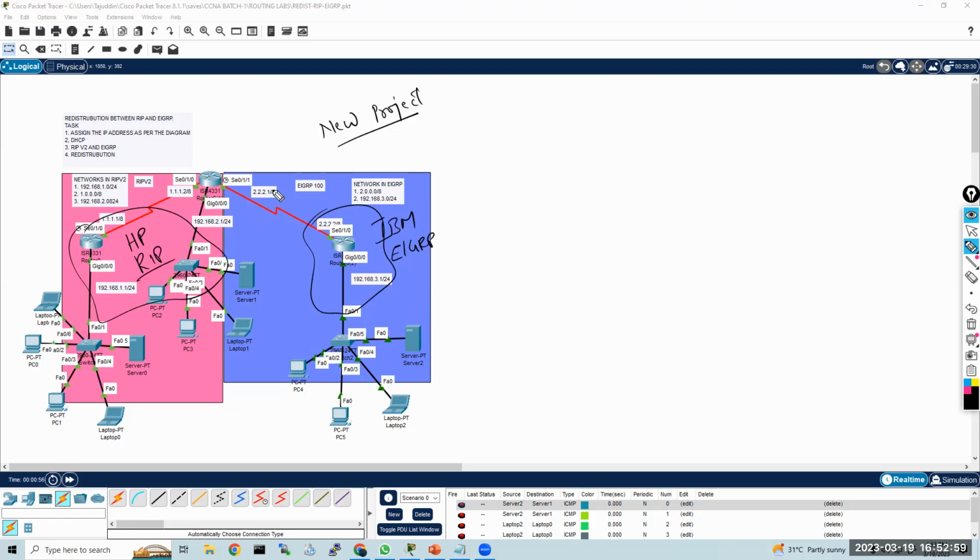In this scenario, they will have an SLA, service level agreement, for 365 days. So we need to do the redistribution between the HP network and the IBM network, from EIGRP to RIP and RIP to EIGRP. This is what we call redistribution. Understood, guys? Yes. Okay, so can we do this lab?